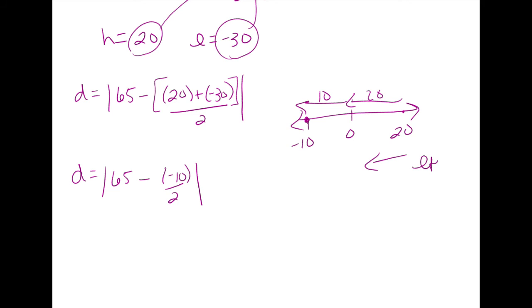We'll divide that by 2. So keep everything the same. Now I have -10 divided by 2. And we just learned that a negative divided by a positive is a negative. So that's going to give me a -5.